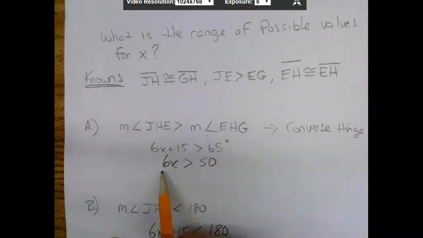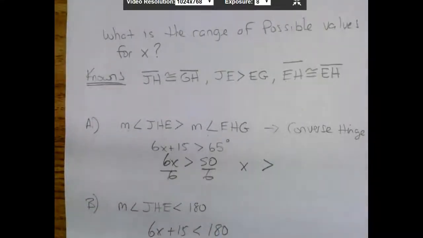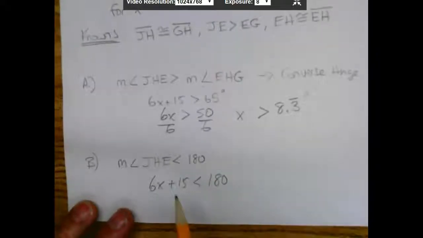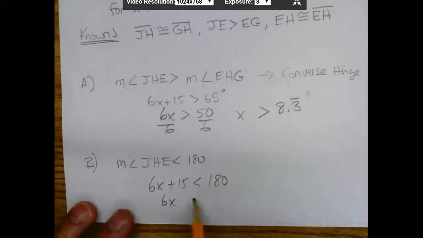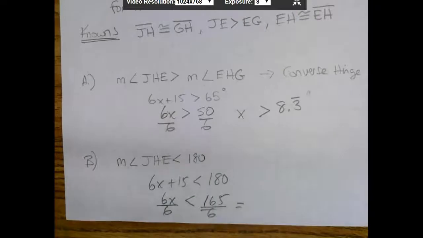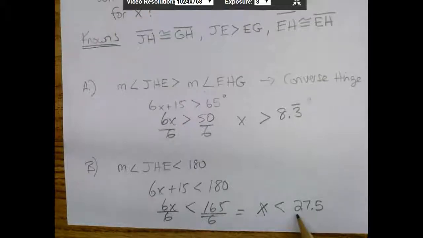And then we divide by 6, and we get x is greater than, let me pause this and do the math. So we do all the math here, divide by 6, and we get x is greater than 8.3. That's going to be your lowest value. Then for the greatest value, 6x plus 15 is less than 180. So we minus 15 from 180 and get 165. We divide by 6, and when we do the math, x is less than 27.5.